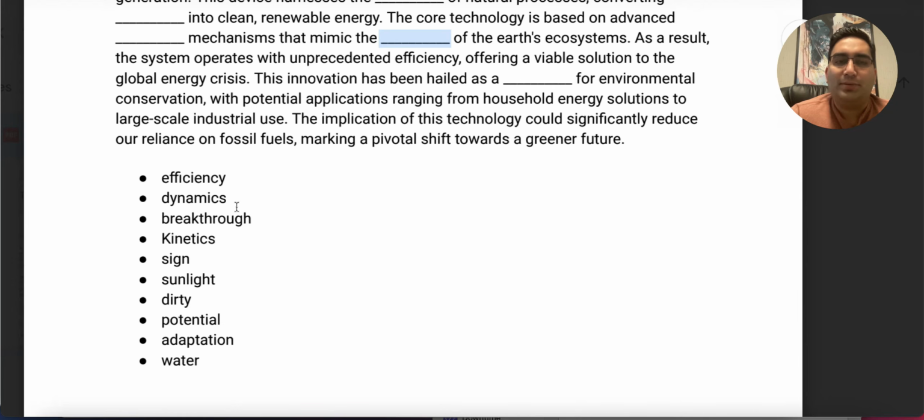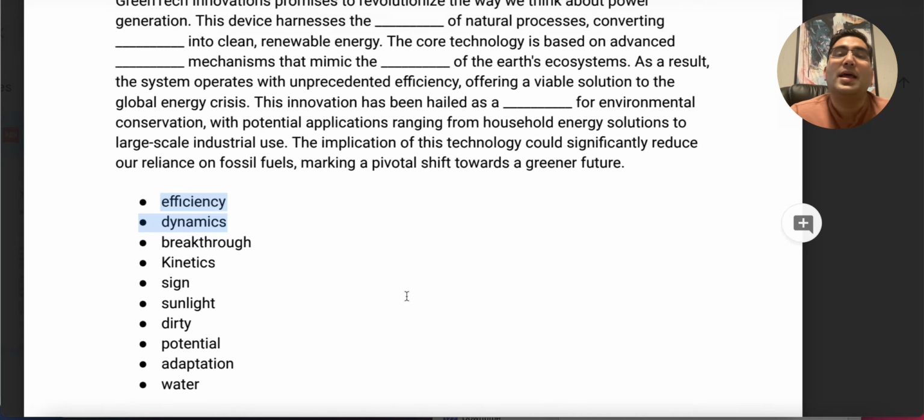If we look at our options, let's see what makes most sense. The sign of the Earth's ecosystem. The ecosystems don't really have a sign. They would have signs. If it's plural, I would pay that more attention. Mimics the adaptation. No, we're not really changing anything. Mimics the potential. We have taken that. Mimics the efficiency and dynamics could be two really good options. Mimic the efficiency of the Earth's ecosystem.